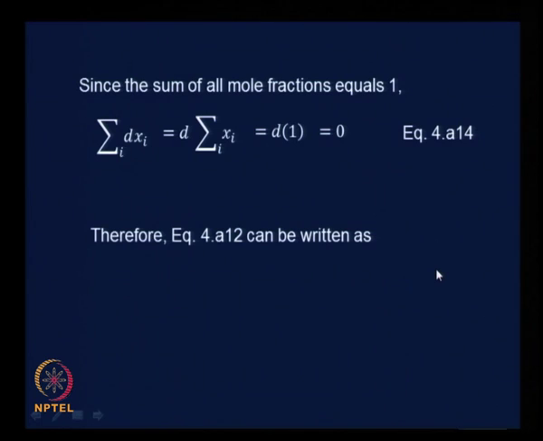Therefore, equation 4a12 can be written as sum over ni d ln gamma i or xi d ln gamma i, which can be written as ni d ln gamma i equals 0. Equation 4a30.